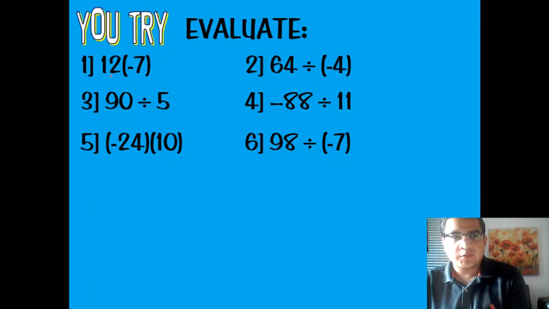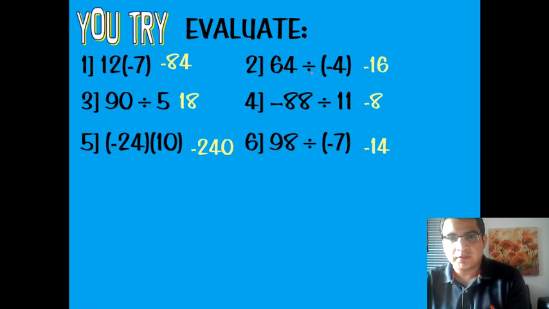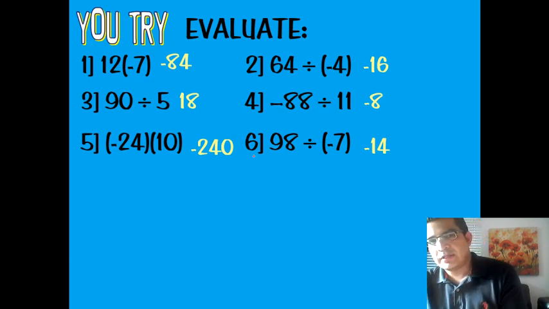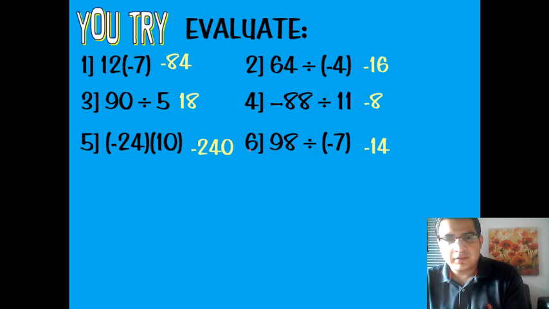So let's do the first one. 12 times 7 is negative 84. The second one, 64 divided by negative 4, is negative 16. So go over your answers, make sure that you got it correctly, and just grade yourself: 1 out of 6, 2 out of 6, 3 out of 6. If you did 3 out of 6, that's 50%. Hopefully you guys did better than that. Maybe 5 out of 6 or 6 out of 6, 100%.